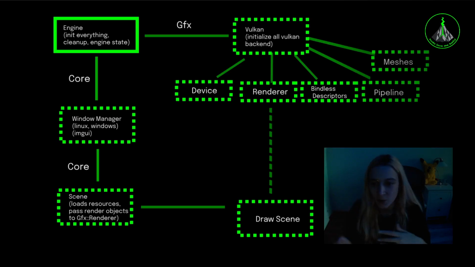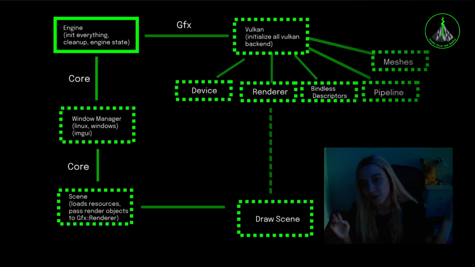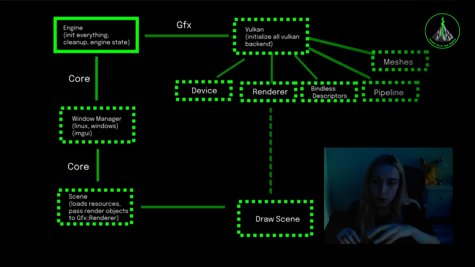It also creates an imgui object, and of course a huge Vulkan class that handles all the Vulkan backend. Inside the Vulkan class, it creates the device instance, renderer, and bindless descriptors. One of the features I finally implemented is a bindless design for Vulkan resource handling, meshes and pipelines. Then in the scene, you upload all the objects that you want to handle.